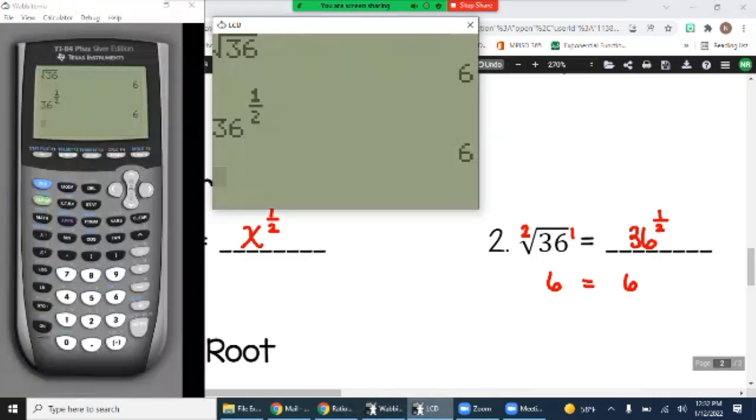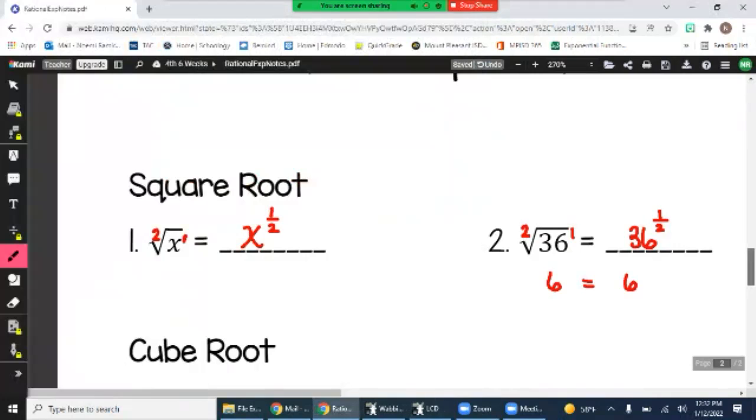We can pick one of those? You'll practice going both ways. Right now, we're going from radical to exponent. And on the other half, we'll go from exponent to radical.